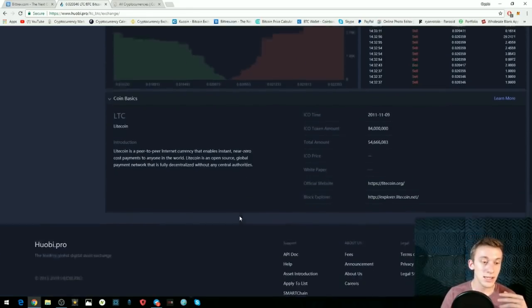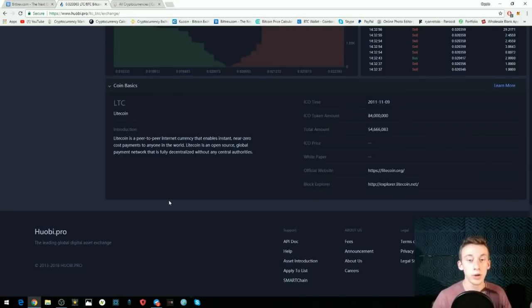Down here, you can see information about the currency. This is awesome. This is something that a lot of new people should definitely be looking at. Information about that currency that you might not even know. And before investing in any currency, you should be researching that currency and deciding if that currency is a good fit for your portfolio. But this is a nice way to get a little refresher of what you're trying to invest in. So you can see Litecoin is a peer-to-peer internet currency that enables instant near zero cost payments to anyone in the world, etc. So that is awesome to see as well.